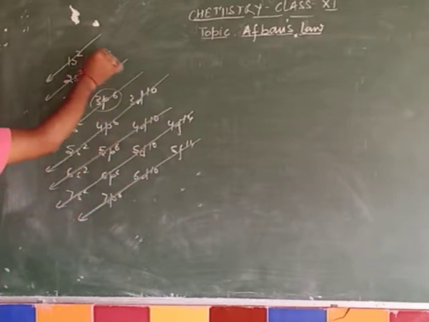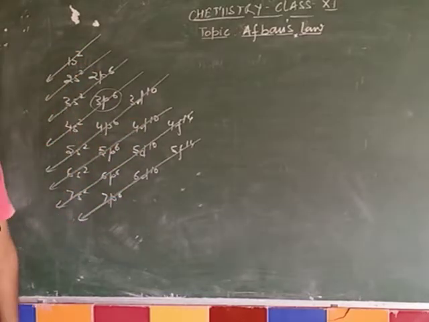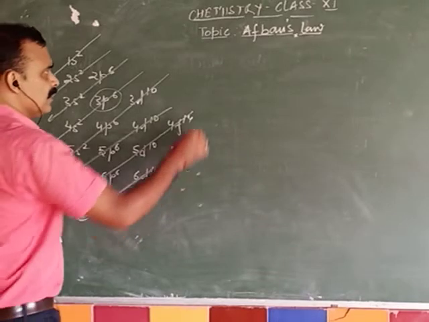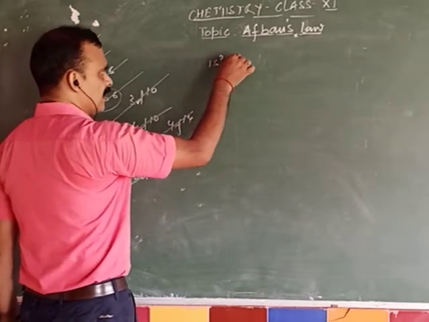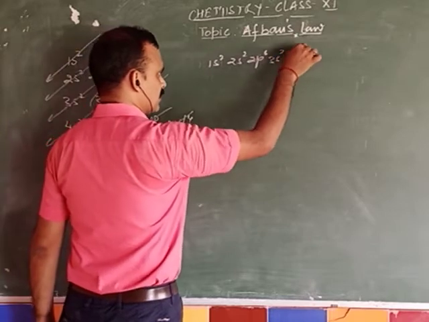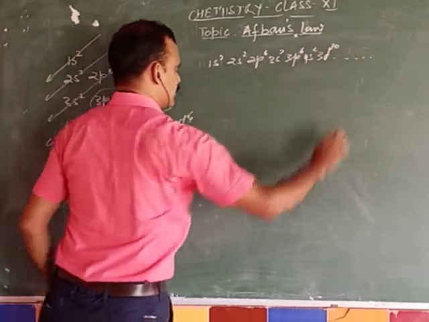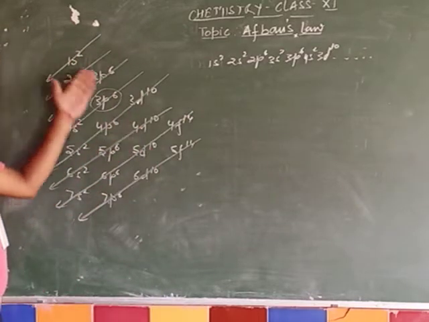Then these are having a simple representation of the electronic configurations. You can write it well. Here it is the way to write 1s2, 2s2, 2p6, 3s2, 3p6, 4s2, 3d10. With the help of this one, you can write the configurations like that.